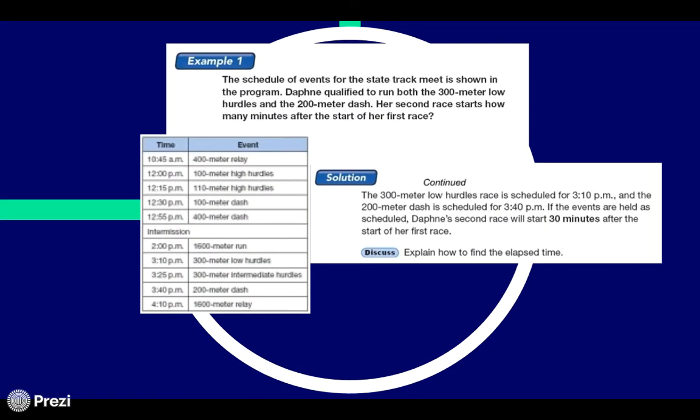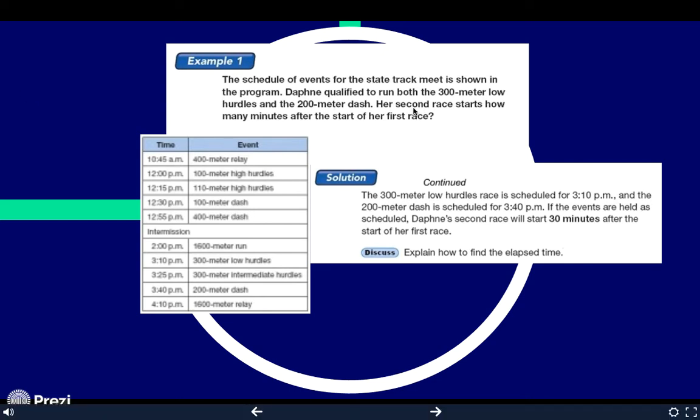All right, example number 1. The schedule of events for the state track meet is shown in the program. Daphne qualified to run both the 300-meter low hurdle and the 200-meter dash. Her second race starts how many minutes after the start of her first race? So what you're going to do here is find the 300-meter low hurdle, which is at 3:10 p.m. Then you're going to look at the 200-meter dash, which starts at 3:40. So we want to figure out how many minutes it takes from 3:10 to 3:40.